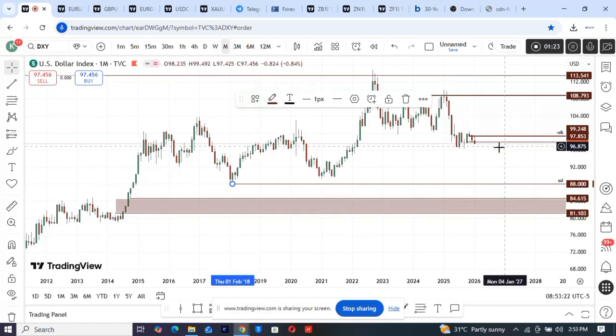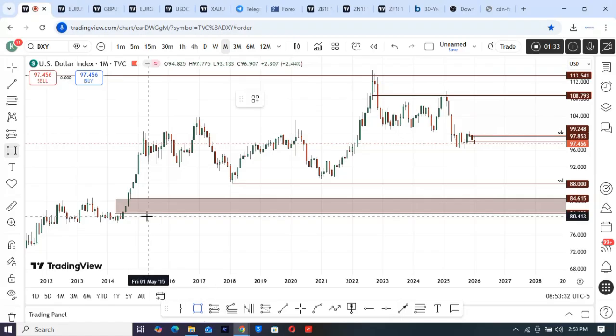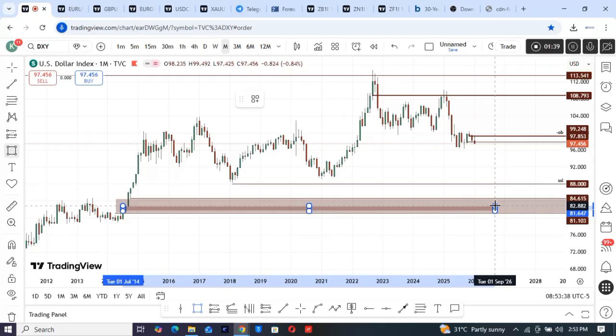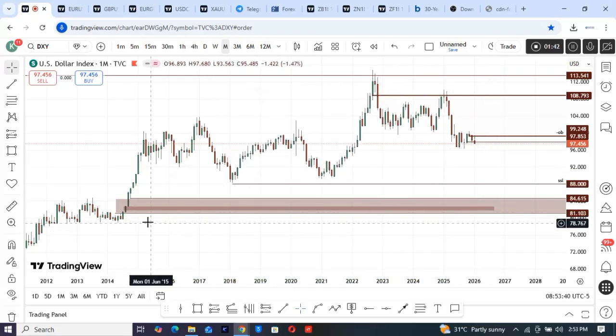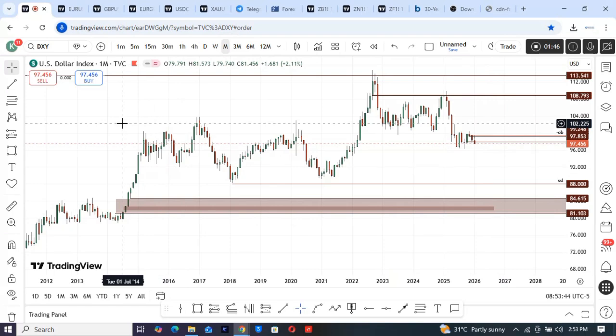I do see them, after taking out this level, getting overzealous and actually reaching out for this fair value gap right below this price here. So they'll reach out for that too. Okay, we've covered the euro, we've covered the dollar. Okay, let's cover the pound.